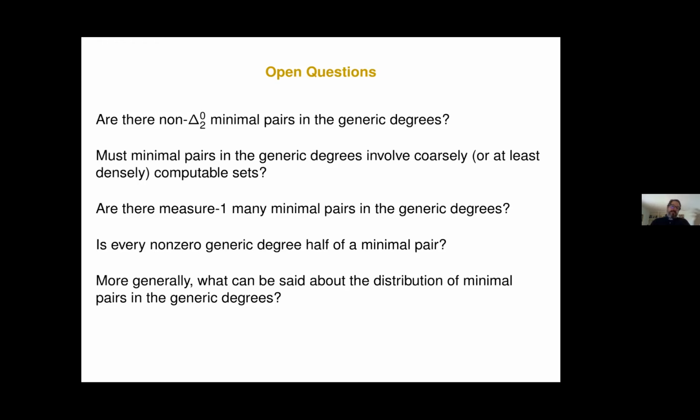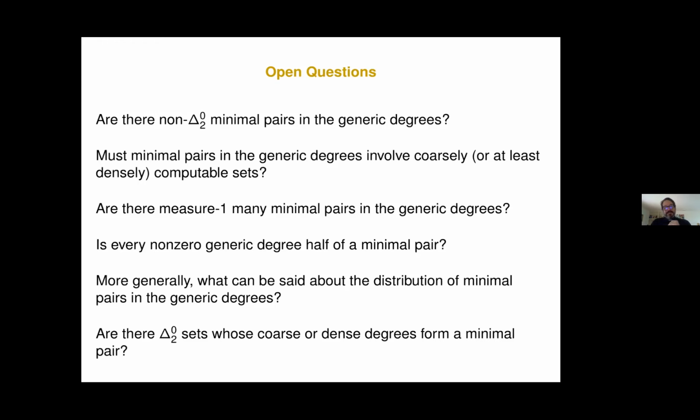Or maybe they look a lot like the coarse degrees and the Turing degrees, and there's actually lots of them, and I just haven't figured out how to build them. On the other side, for coarse and dense degrees, I don't know whether there are delta 2 sets with coarse or dense degrees for a minimal pair. Now, of course, you can have half of this delta 2, but I don't know if you can take two delta 2 sets that form a minimal pair in the coarse or the dense degree.